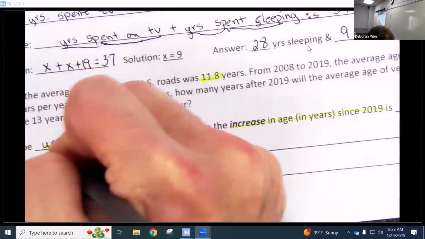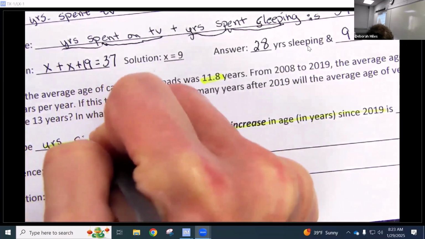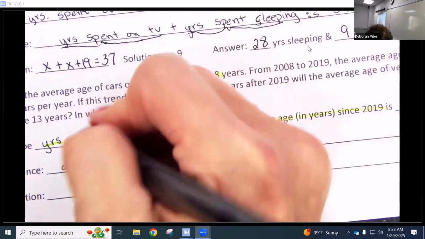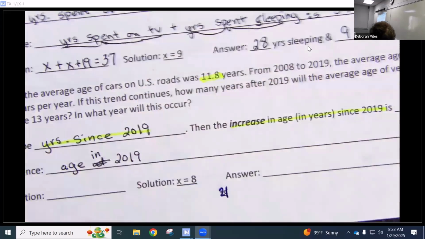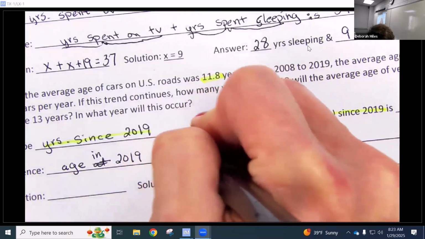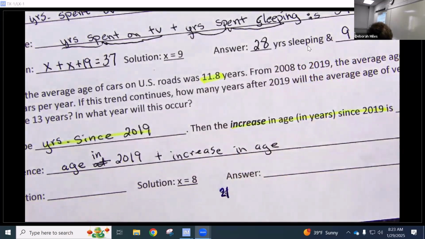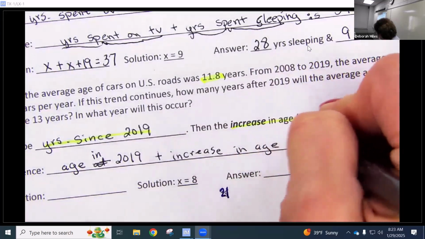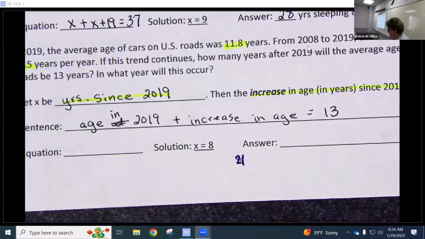So average, I'm just going to try to leave out some words here. Age in 2019 plus increase in age is 13. I'm looking for when the average age plus however much more it is increased is 13.